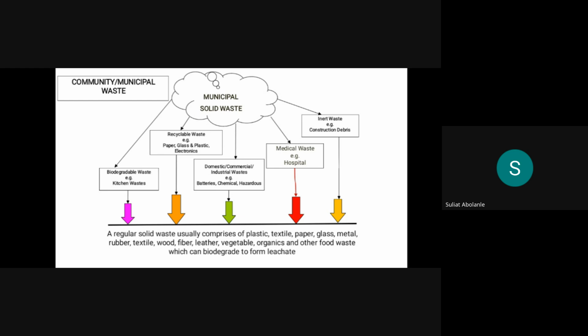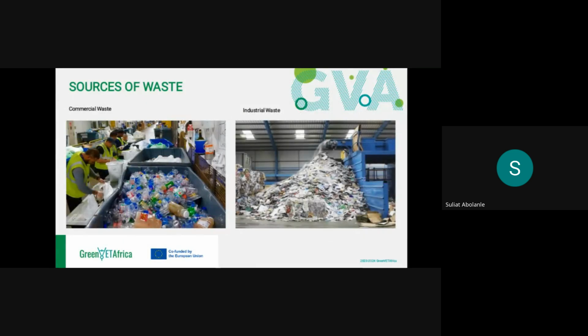Now, like the note underneath says, regular solid waste comprises plastic, textile, paper, glass, and all these other things that you can see here. So we're not going to dwell too much on that. It's just to show you the kind of waste that is being generated. Now, we're talking about sources of waste.